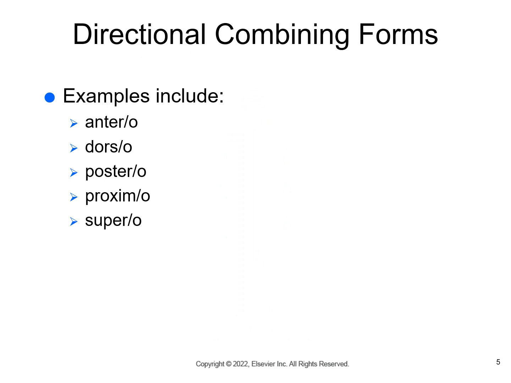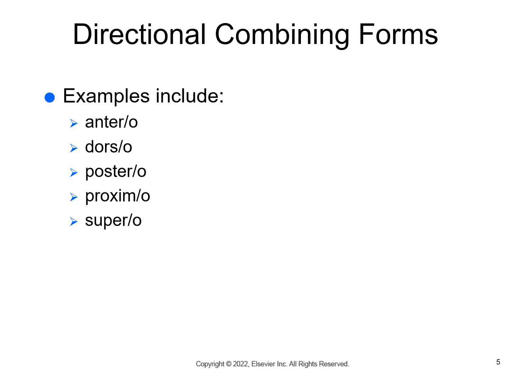Let's look at some directional combining forms and their meanings. Antero means front, such as in anterior. Dorso means back. Posterio means back and behind. Proximo means near, and in this case, it's usually referring to something like a limb, an arm or leg, and it is near the point of origin, which in this case with an arm would be the shoulder.